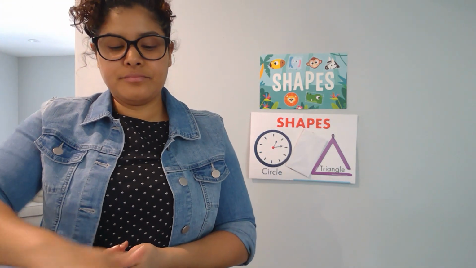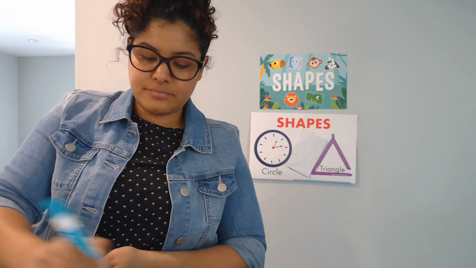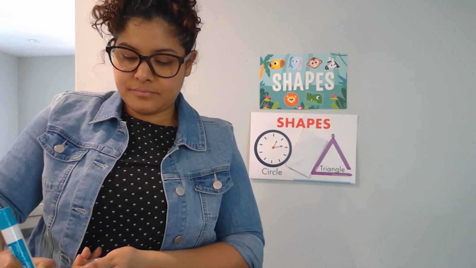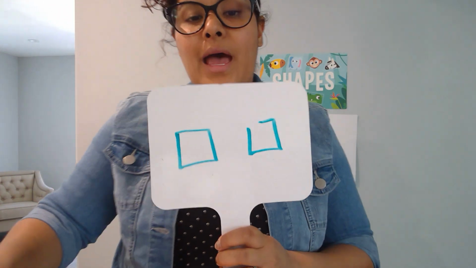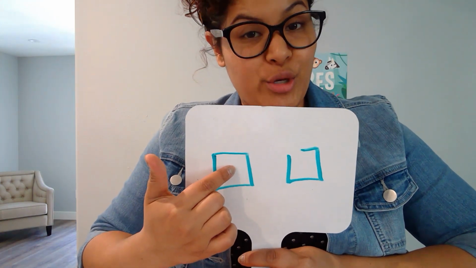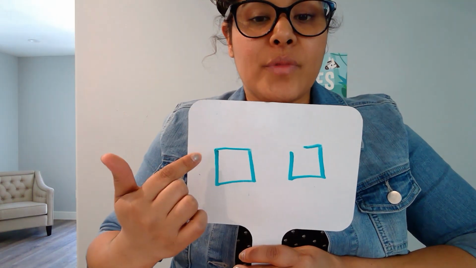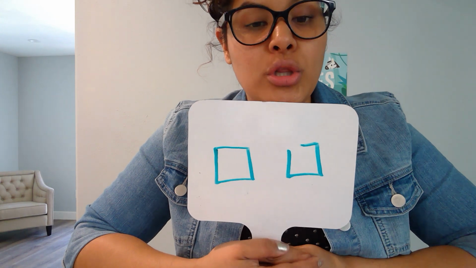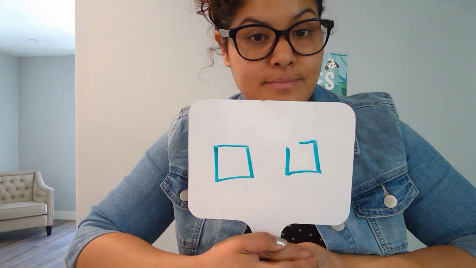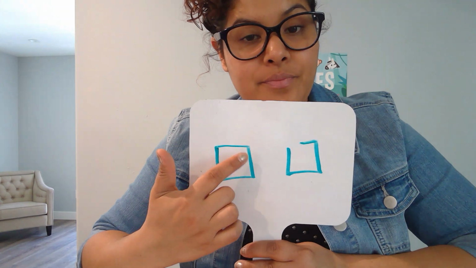Let me give you another example. I have 2 shapes again. This is a shape, you might know it, it's a square. And this is another shape. Which one is the closed shape? That's right, it's this one.